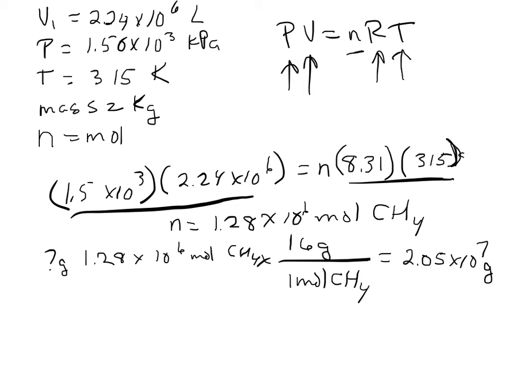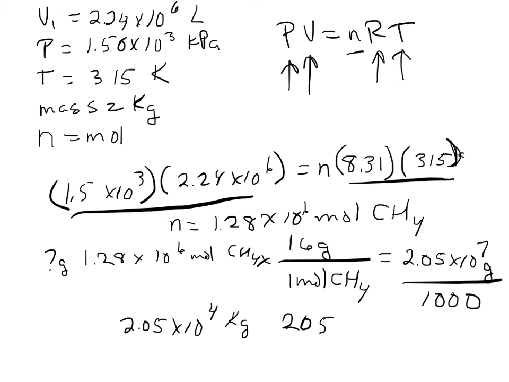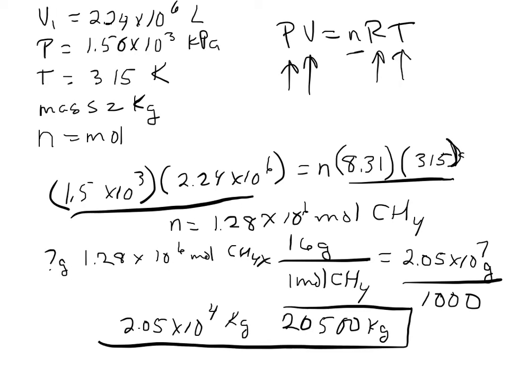I want to convert to kilograms, so I need to divide that by 1,000. Take away 3 from that exponent, so it would be 2.05 times 10 to the 4th kilograms, or 20,500 kilograms. Okay. All right. That is pretty good.